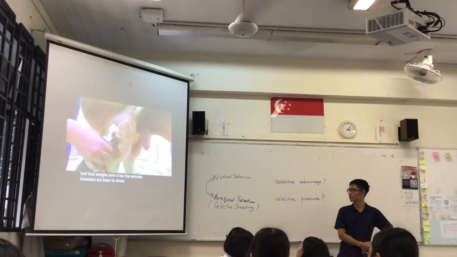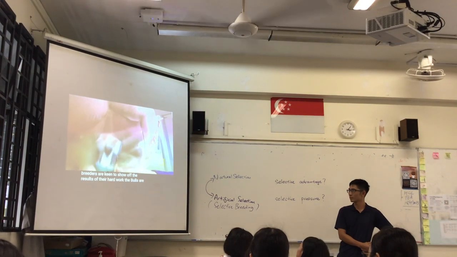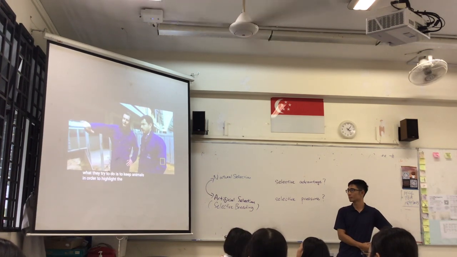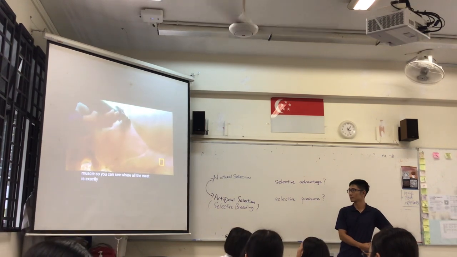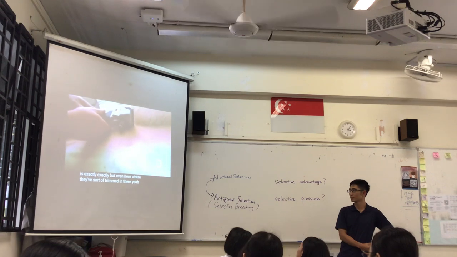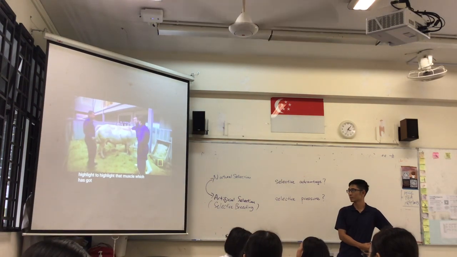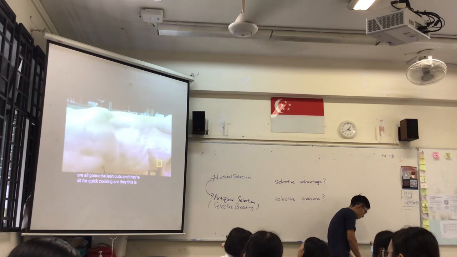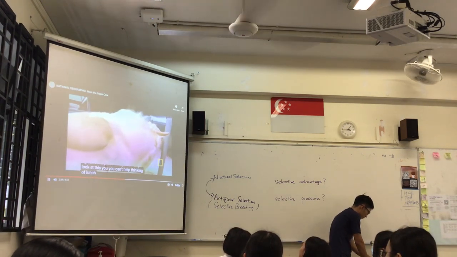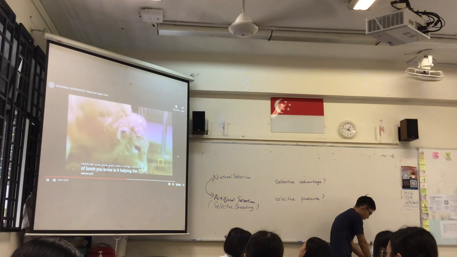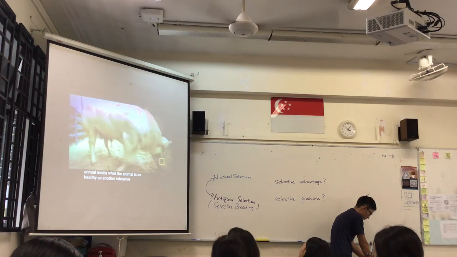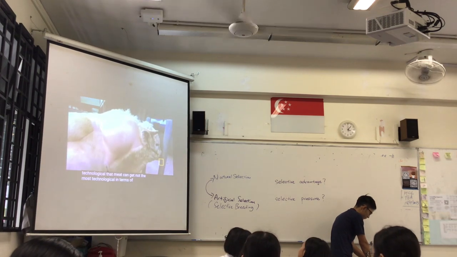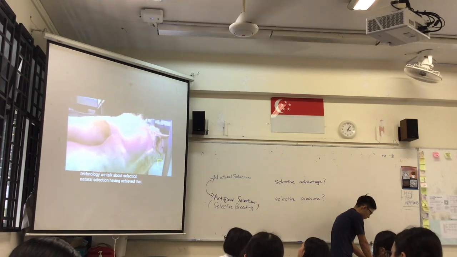The animal's breeders are keen to show off the results of their hard work. The bulls are shaved to best display their muscles. What they try to do is to keep them trimmed in order to highlight the organs, so you can see where all the meat is. Exactly. But even here, when they've trimmed it to highlight that muscle, which has a high value, you see? And these are all going to be lean cuts, and they're all for quick cooking, are they? That's right. Because when you look at this, you can't help thinking of lunch. Is it healthy, the animal meat? Well, the animal is as healthy as another intensive producing animal. So this is about the most technological that we can get? Not the most technological. In terms of technology, we talk about selection, natural selection, having achieved that.